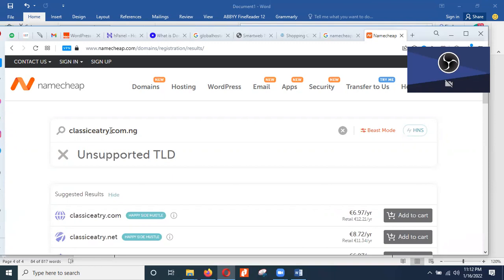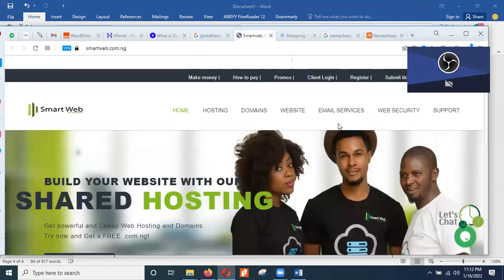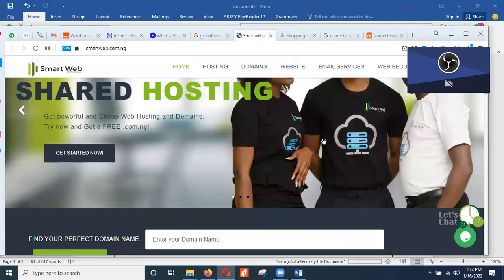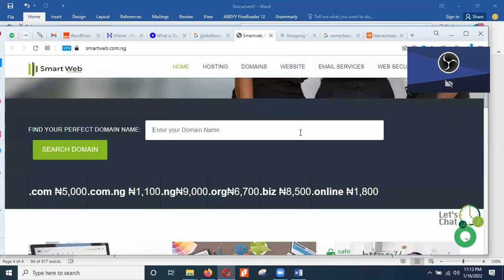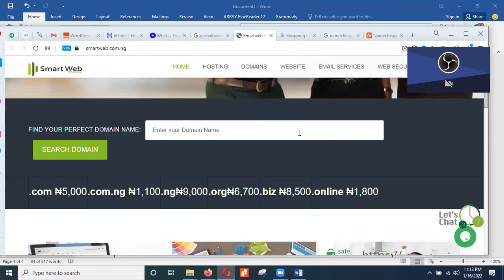So you can go to any registrar you want to register your domain name with. You can still register a domain name with a registrar and still use it with another hosting. We are going to come to that. Then there is another company that I sometimes use, SmartWeb. I still use their hosting, their domain, and their registration sometimes.